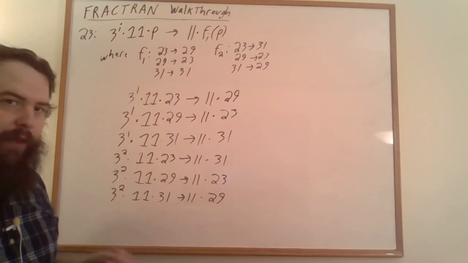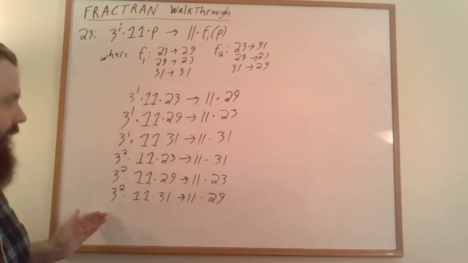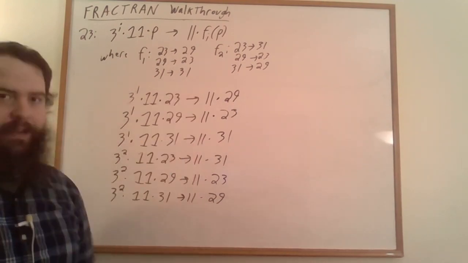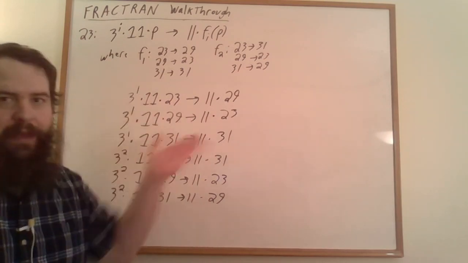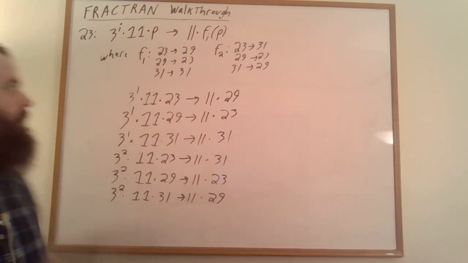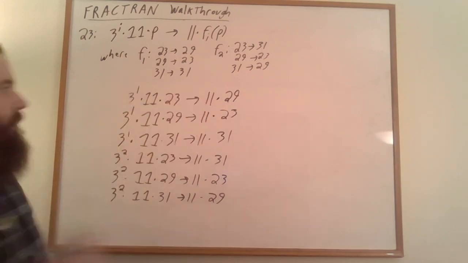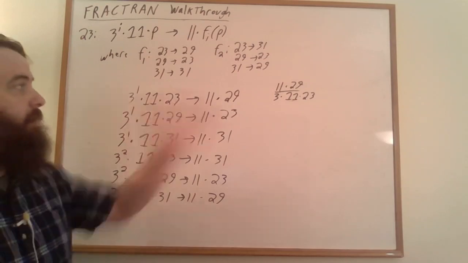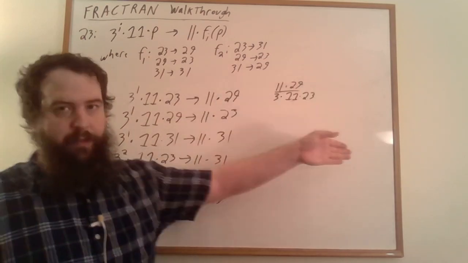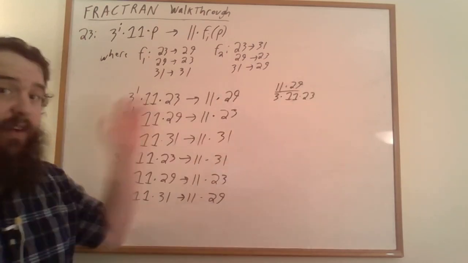And so how do we write a program that maps these 6 concrete values to these 6 concrete values? Well, we just need one fraction for each mapping that has to happen. In order to get this to happen, we need the fraction 11 times 29 over 3 times 11 times 23, and so on and so forth.